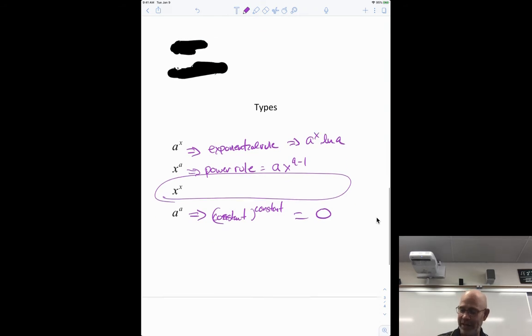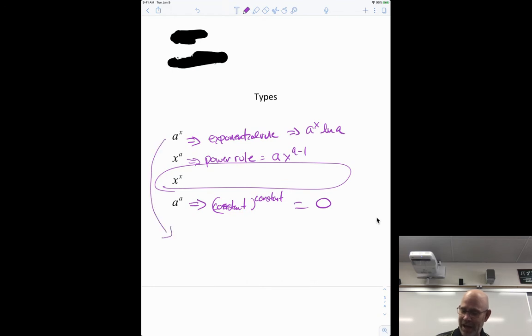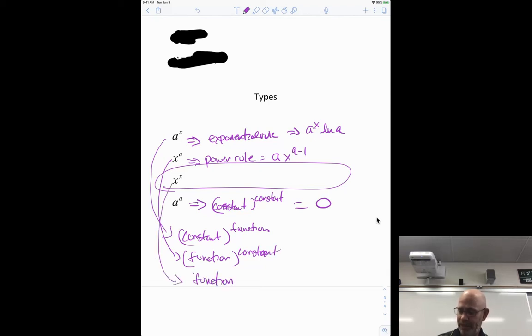So I'd like to rewrite these actually as constant, just so you can see it, to a function. This one is function to a constant. This one is function to a function. And then the last one is constant to a constant. Just kind of think about them that way.